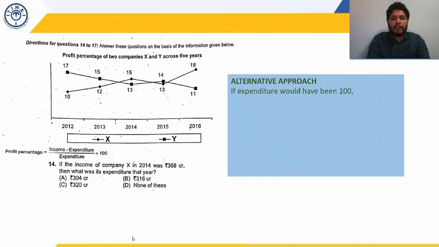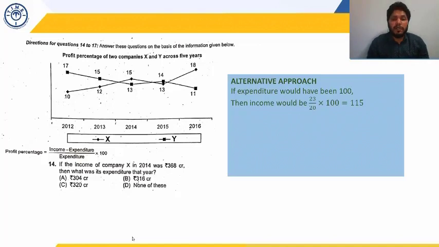So let's write: let's suppose expenditure in 2014 to be 100. If expenditure in 2014 is 100, profit percentage is 15%. So my income is going to be 15% more than 100. So what is 15% of 100? It is 15. So my income is going to be 115. So 15 more than 100, it is going to be 115.